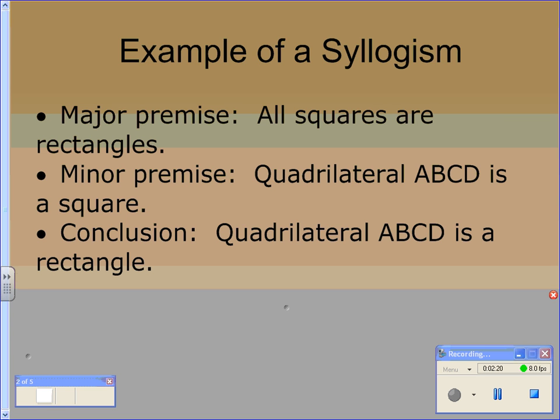They share some of the same properties. All squares are rectangles. If it is a square, then it also has to be a rectangle. Correct. Not all rectangles are squares, but all squares are rectangles. Any questions on this one?